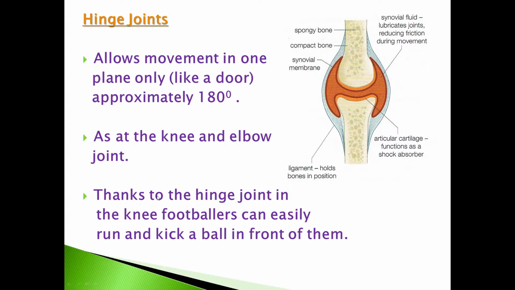So the same type of movement that you have at the elbow joint, when you bend the fingers at that middle joint, you realize that you can open and close them. So those are examples of places on the human body where you can find hinge joints. Thanks to the hinge joint in the knee, footballers can easily run and kick a ball in front of them. So the third point is just giving you an example of the hinge joint at work.